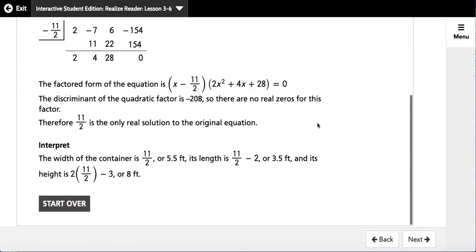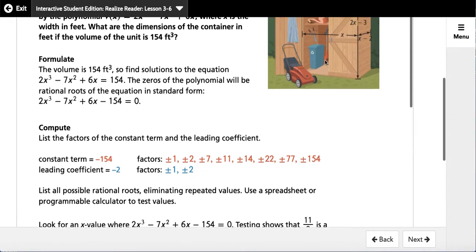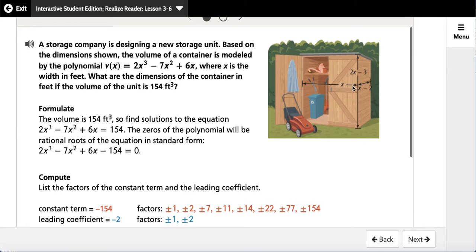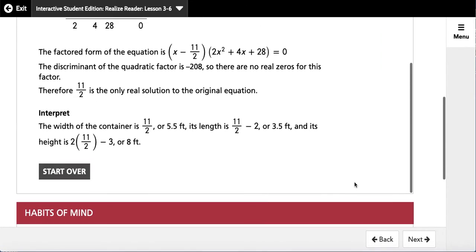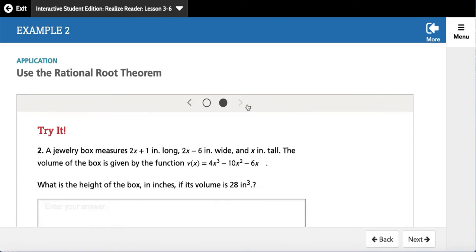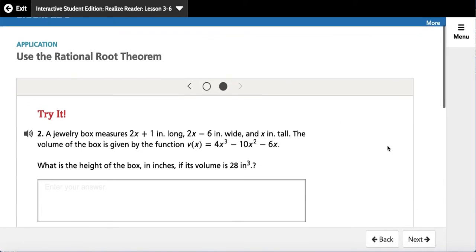So they put 11 over 2, or 5.5, in for x here, and got that the width was 5.5, and this is 3.5, and I don't know what that comes out to. 8. The height was 8. All right, not crazy about that problem. This one, also not too crazy about, but let's give it a shot.